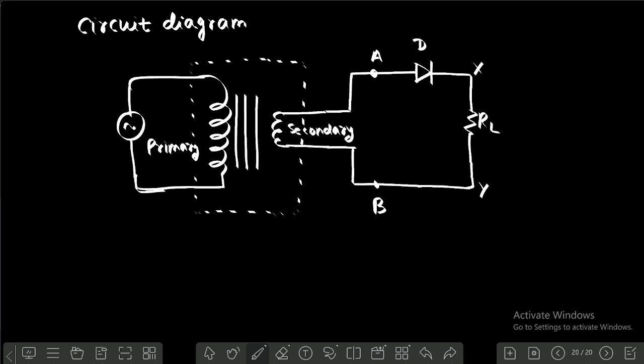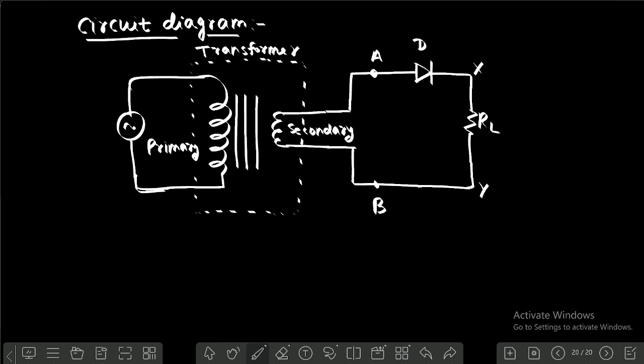It is given in the NCERT book. You can write it like that, or as I did before. Both are the same. One diode will be there, and the box drawn with a dotted line is called the transformer. You can put T for the transformer. So this is the circuit diagram.